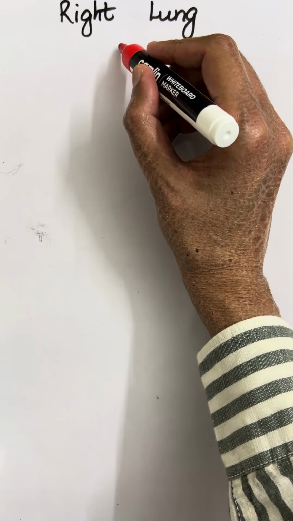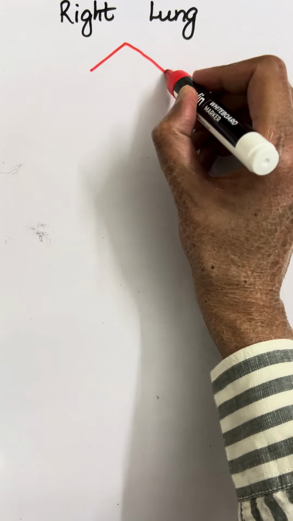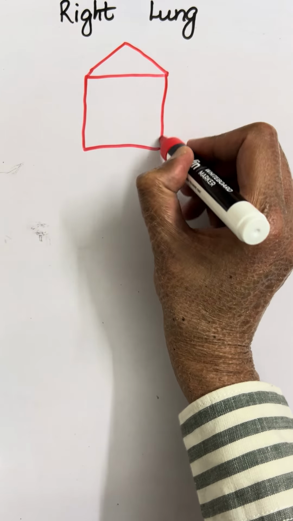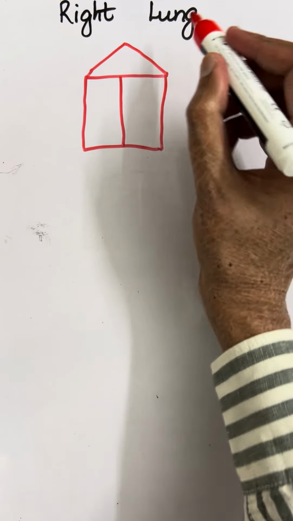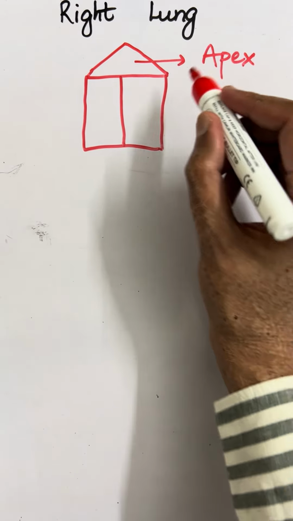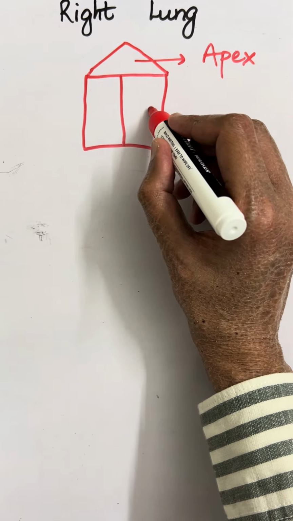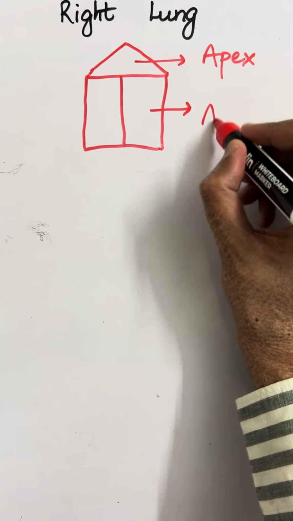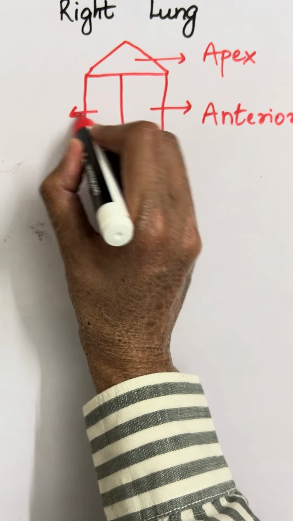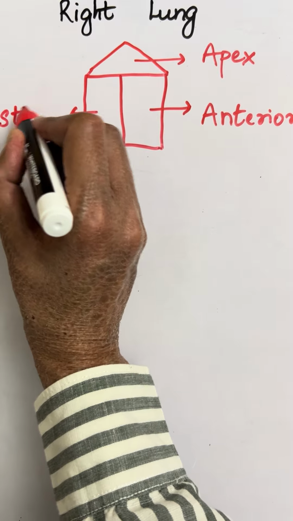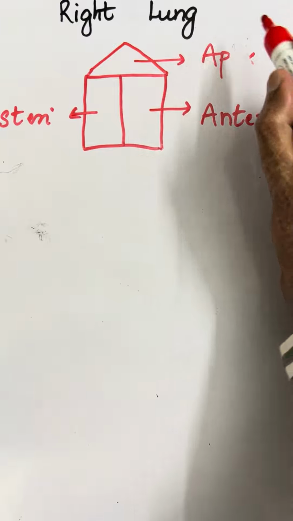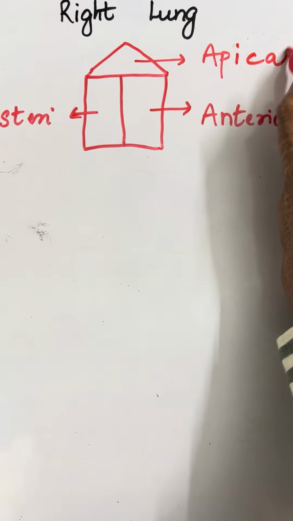An engineer wanted to build a house in such a way that he wanted to build a penthouse in the rooftop. This will be the apex, and he wanted to keep two rooms, one in the front, one in the back. This is the anterior segment. This is the posterior segment. And this is the apical segment.